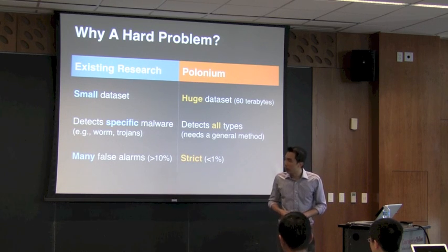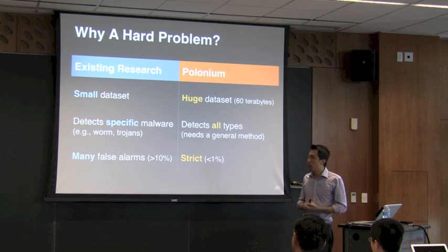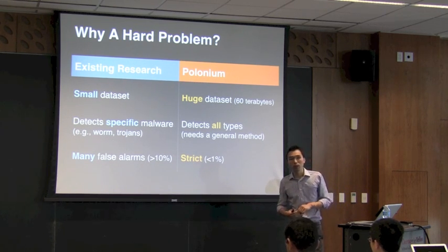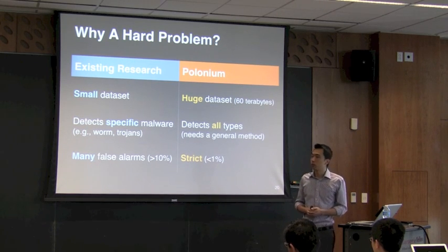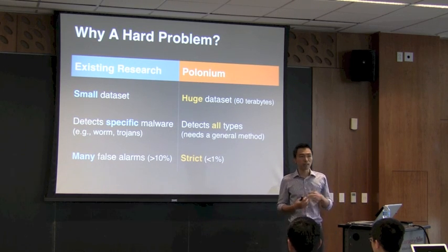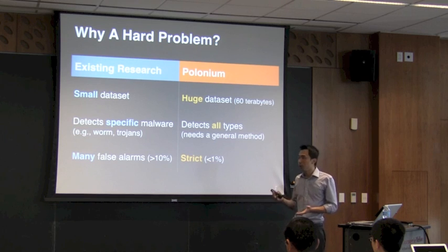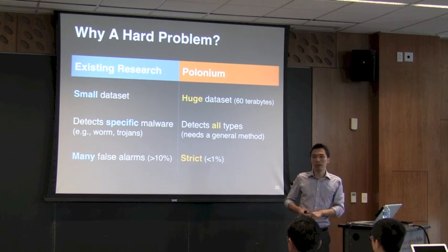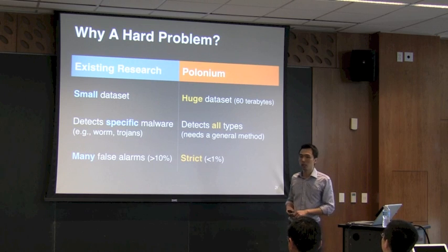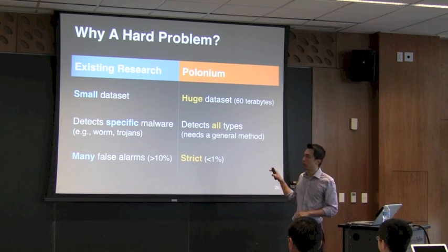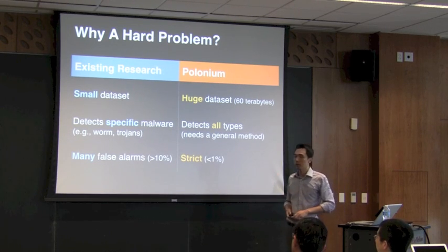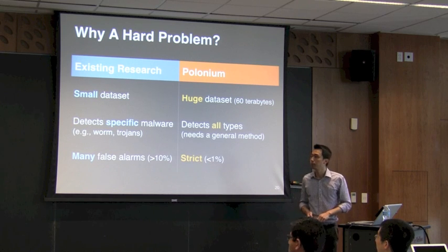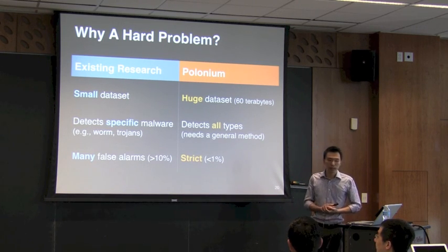The third reason is that we want the false alarm rate to be really low. False alarm here means wrongly labeling a good file as a bad file. You really don't want to label, for example, a Microsoft Word file as a bad file, because that will affect millions of customers. So we want the false alarm rate to be really low. For all these three reasons, it's a hard problem. So how do we do that?